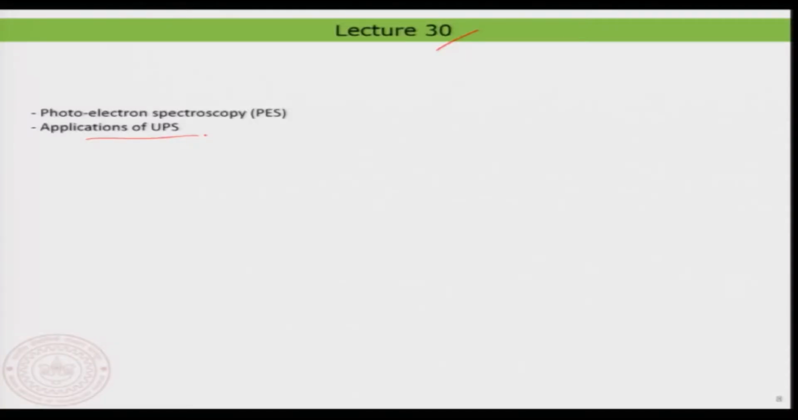So, in this we will continue looking at the applications of UPS, ultraviolet photoelectron spectroscopy. In the last class we looked at gold as an example, and we also saw the capabilities and its application on a metallic surface. But today I would like to show you a few more examples so that we can clearly see the scope of this kind of spectroscopy.